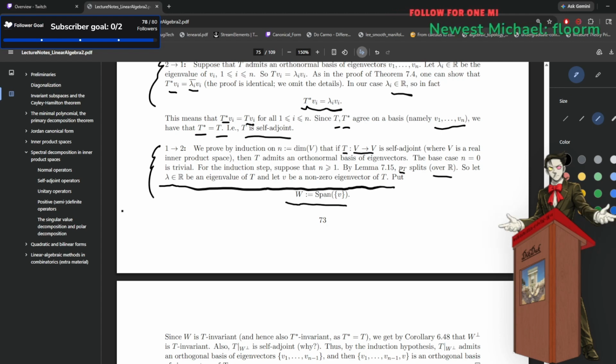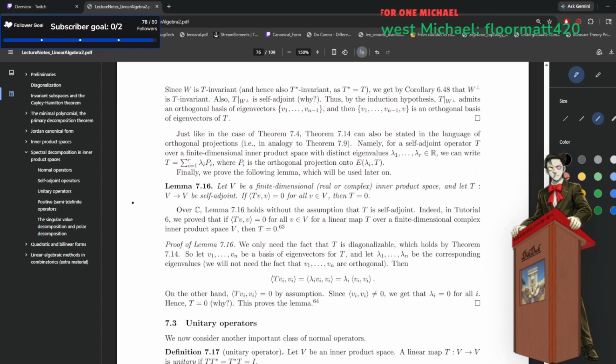This is going to be our more or less starting point. Since W is T invariant, and hence also T star invariant, as we said T star is equal to T, we get by corollary 6.48 that W orthogonal is also T invariant. Also, T restricted to W orthogonal is self-adjoint. Now, because we know it's T invariant, we also know it's T star invariant. T star invariant, also restricted to W orthogonal, is going to be self-adjoint.